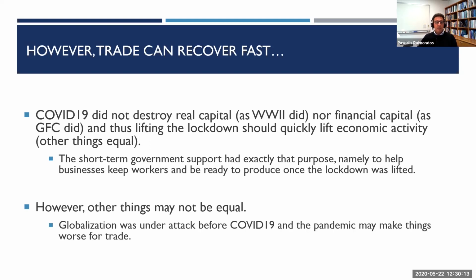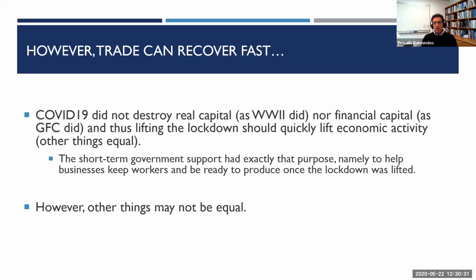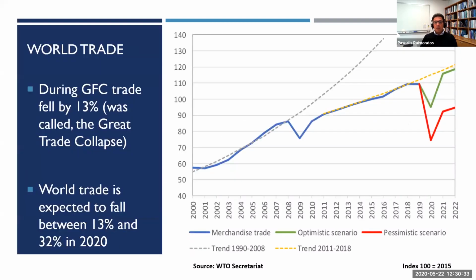And what I'm alluding to here is that globalization, this trade data, was under attack before COVID-19. And the pandemic can make things worse for trade. Now here, of course, I'm referring to that flat part of the curve, if I may go back and show you, that you see here in the trade data. This is the moment where the trade wars between the US and China started.